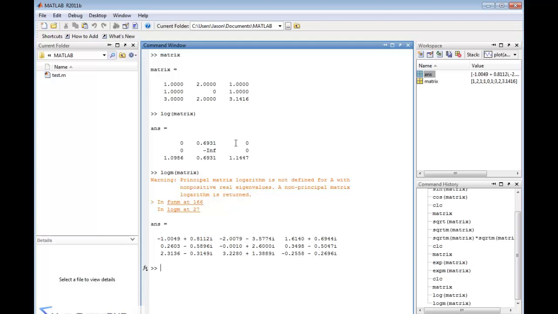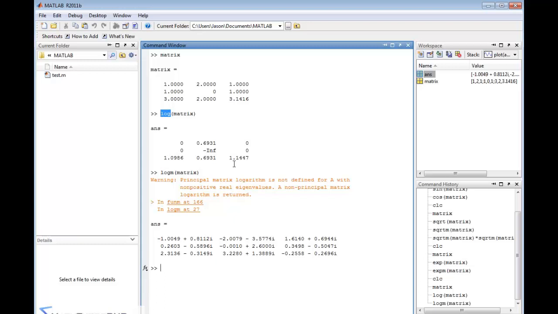So in general, with square roots, exponentials, and logarithms, if you just use the regular old command from MATLAB that you've used before, then it's going to go element by element. In most cases, that's probably what you want.